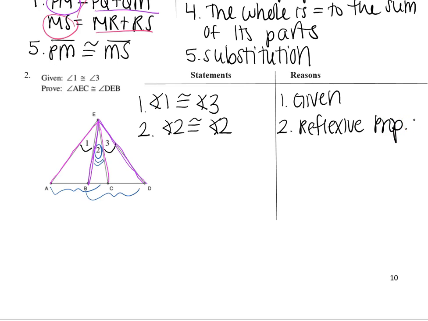Okay, now like I was saying, I can add 1 and 2. That'll give me this whole angle. I can add 3 and 2 as well, and that'll give me this whole angle here. So my next step is angle 1 plus angle 2 is equal to angle 3 plus angle 2. And that's my addition property.